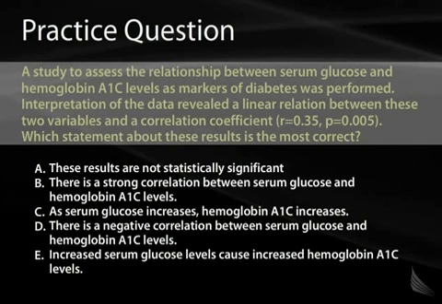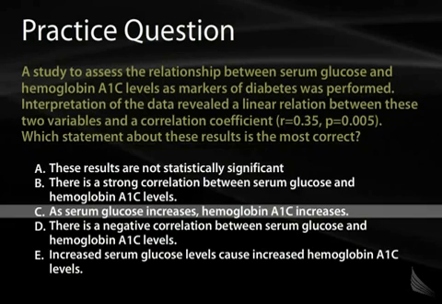It's important to remember what these data do not tell us. They do not tell us anything about causality. So one must be careful not to assume that an increase in one variable causes an increase in the other variable. They are simply statistically related and correlated, but not necessarily causally so. So going through these answers, the most appropriate answer would be C. As serum glucose increases, hemoglobin A1C increases.